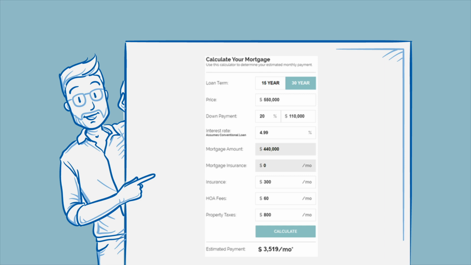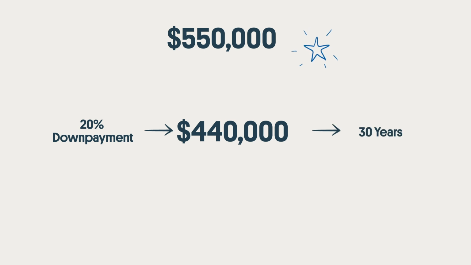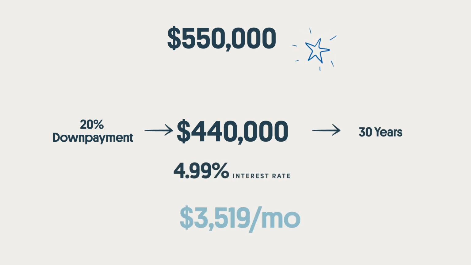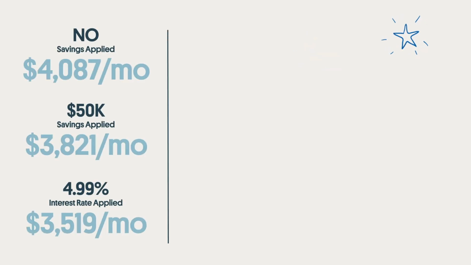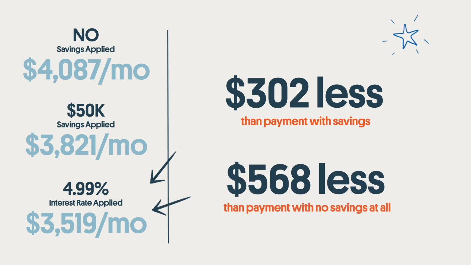Lastly, let's see how much you can expect to pay without the $50,000 in savings applied, but with the 4.99% interest rate. For this, the sales price will need to go back to $550,000. With the interest rate changed to 4.99%, your monthly payment should be around $3,519 a month, $302 less than you were paying with savings, and $568 less than no savings applied at all.